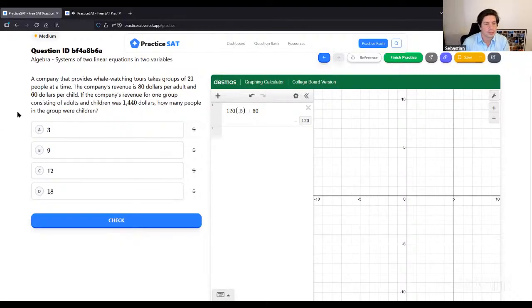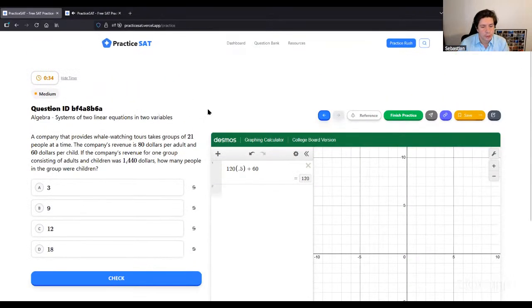Okay, let's try this one out. We'll do about half an hour of this, then we'll switch to reading and writing on this one over here. So a company that provides whale watching tours takes groups of 21 people at a time. The company's revenue is $80 per adult and $60 per child. If the company's revenue for one group consisting of adults and children was $1,440, how many people in the group were children?